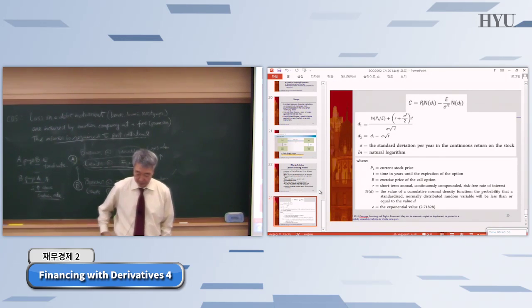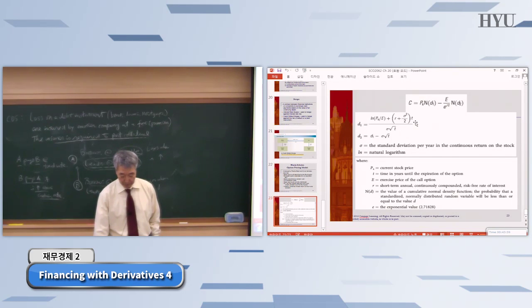Okay, so this formula is quite complicated if you think about it, right? Here, D1 is the log of S, which is the current stock price, divided by the exercise price of the call option. And R is the short-term risk-free interest rate. Sigma is, of course, standard deviation, so sigma square is variance. And T is time until the expiration of the option, in years. Everything is in years.